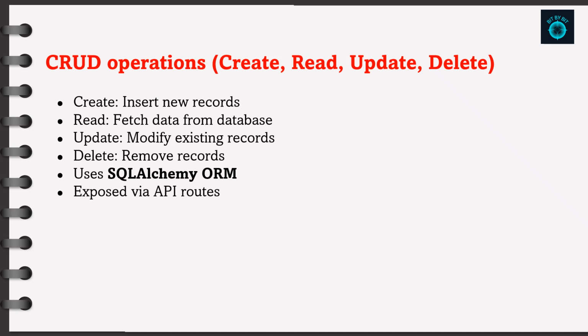delete them. For example, a client may send a POST request to create a new user, a GET request to fetch users, a PUT request to update user data, or a DELETE request to remove a user. This pattern is extremely common in real-world applications because nearly every backend system works around CRUD functionality.